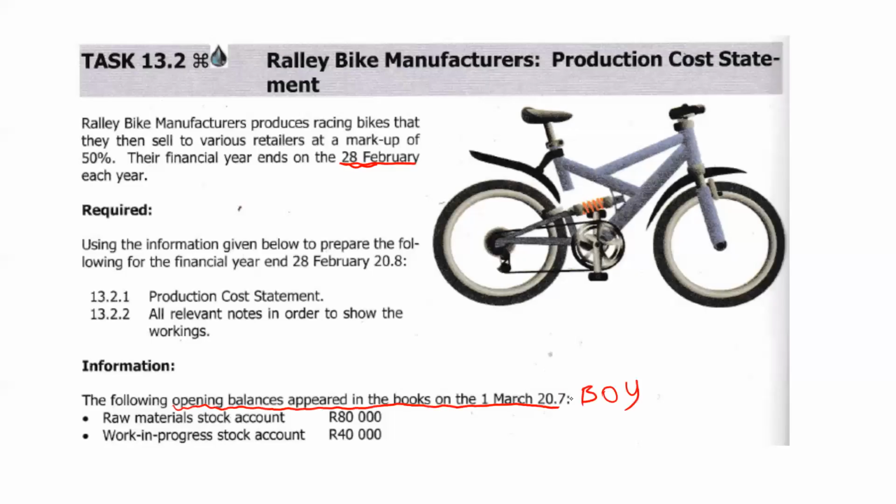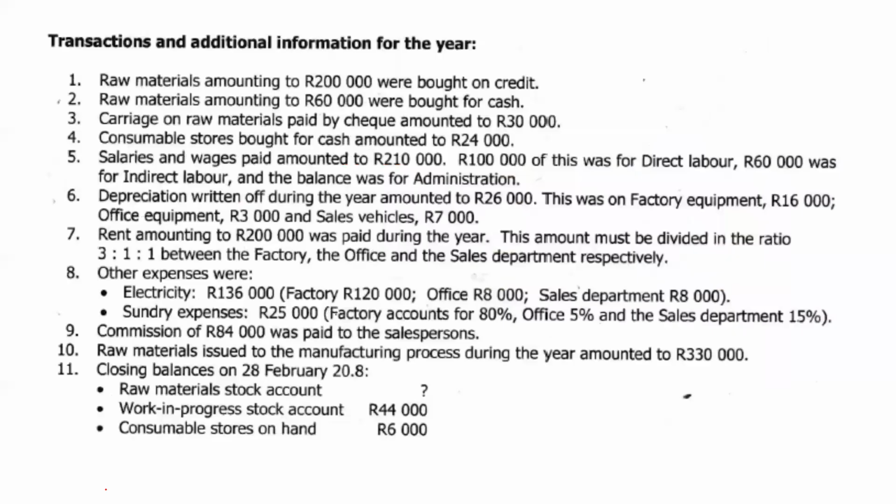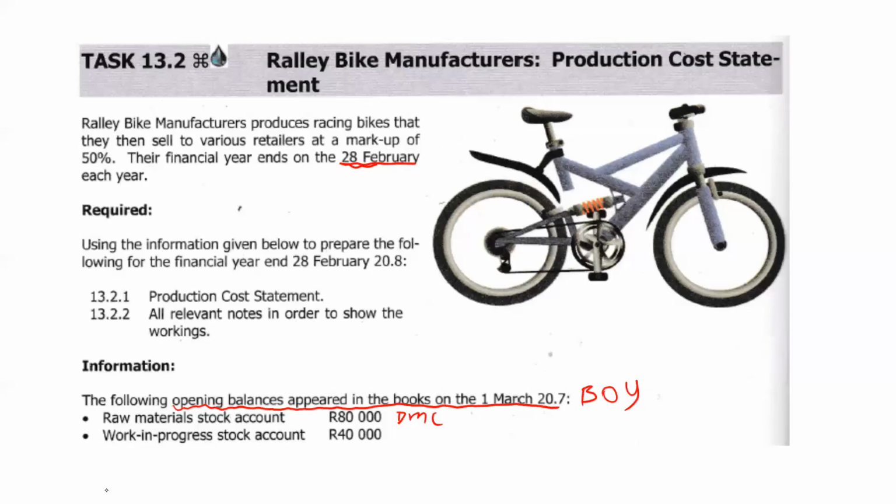So for raw materials, we have 80,000. Those will normally go to direct material cost. And for work in progress, we've got 40,000 rand that will go to your production cost statement. Okay, the 40,000 rand will go to your production cost statement. All right, let's read the information that follows.